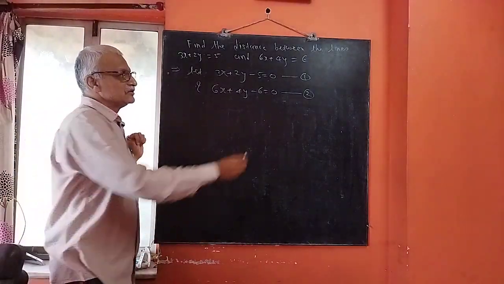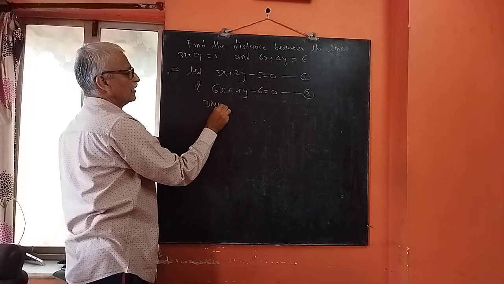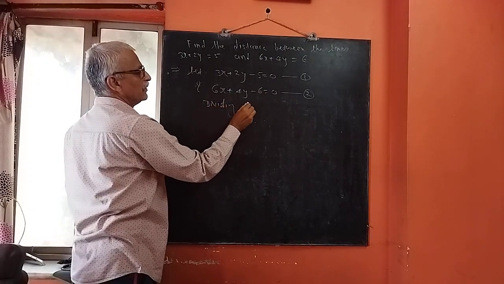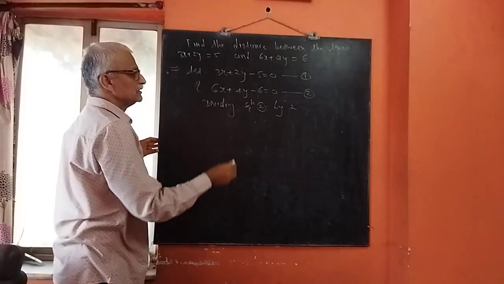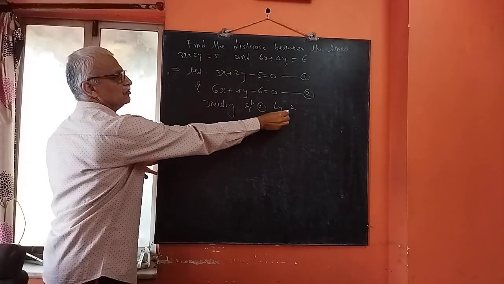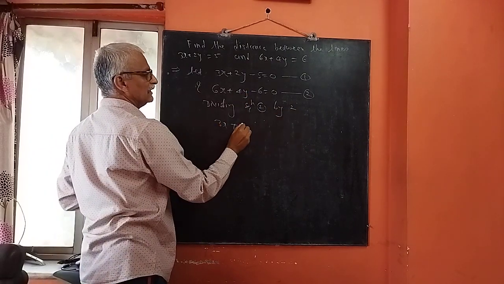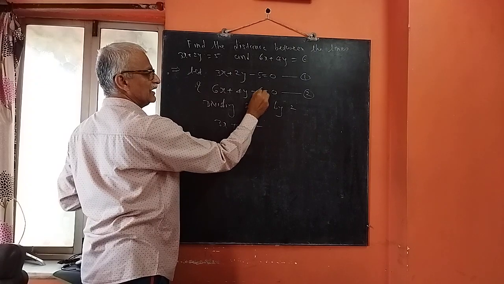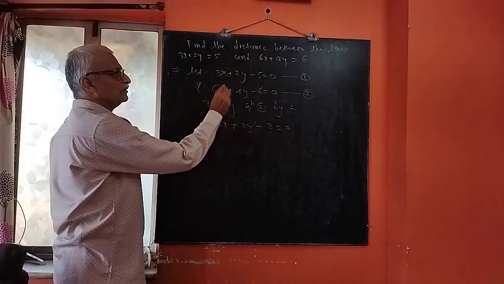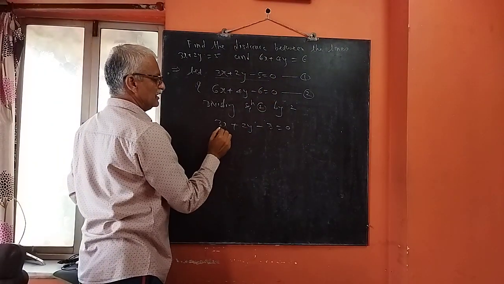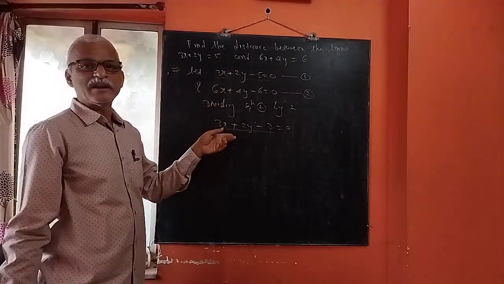smaller numbers. So I divide equation 2 by 2. So I get 6x by 2, that is 3x, plus 4y by 2, that is 2y, minus 6 by 2, that is minus 3 equals 0. Now this equation and this equation, we can say that these are the equations of two parallel lines.